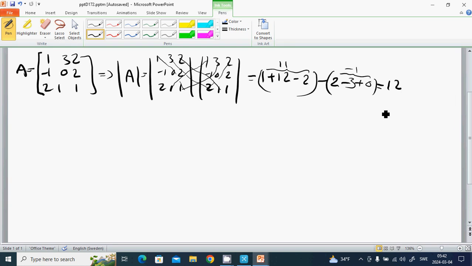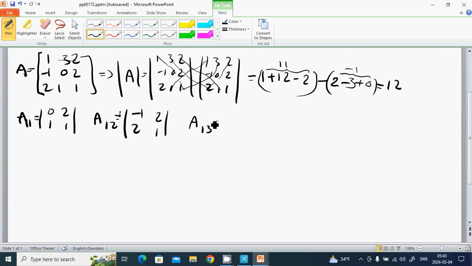Then A11 equals, take first row, first column, then it is left here 0, 2, 1, 1. A12 equals 1, 2, then it is minus 1, 2, 2, 1. A13 is this one, minus 1, 0, 2, 1. And this is equals to minus 2. And this is equals to minus 1, minus 4, minus 5. And this is minus 1.